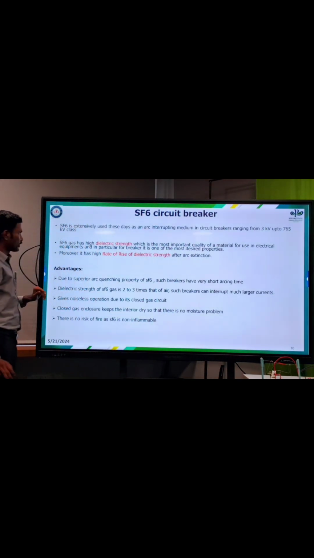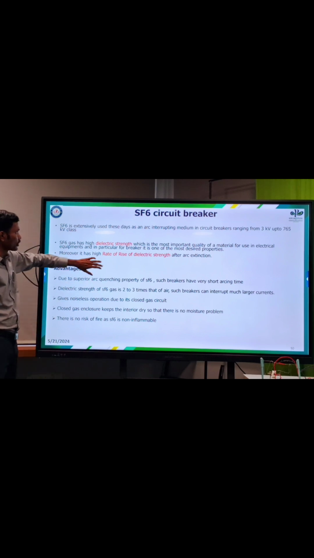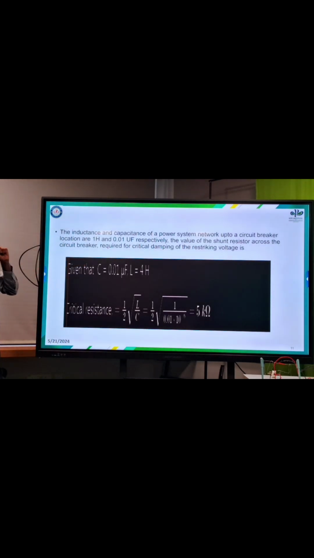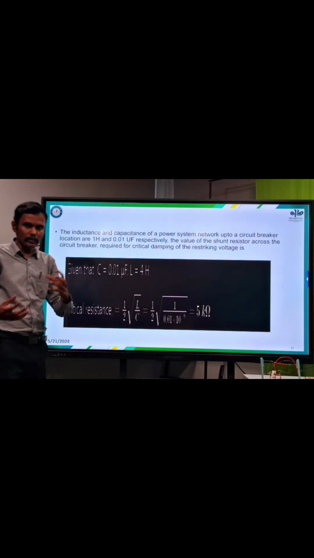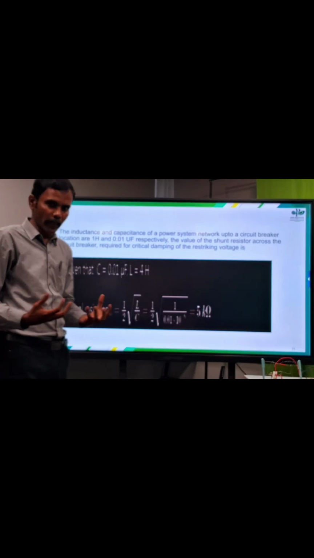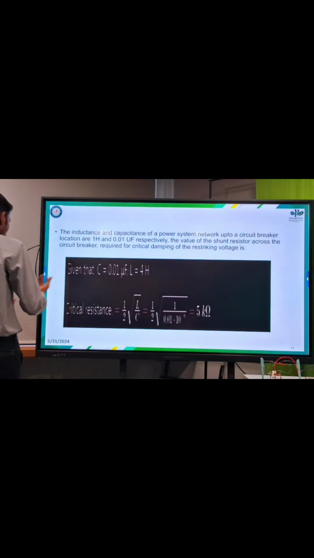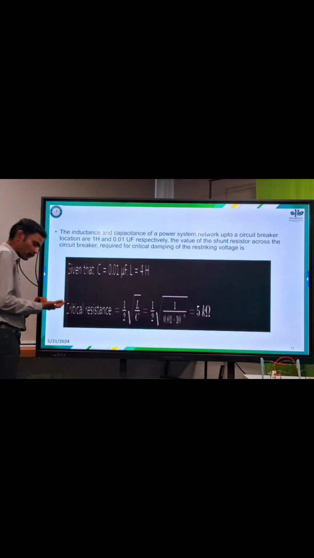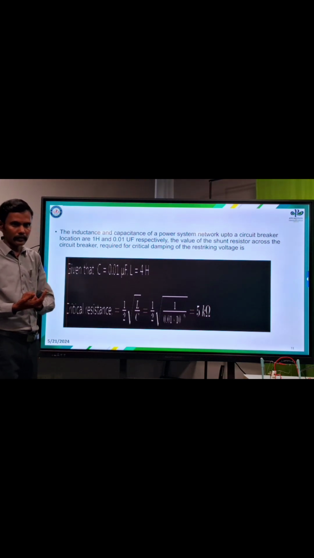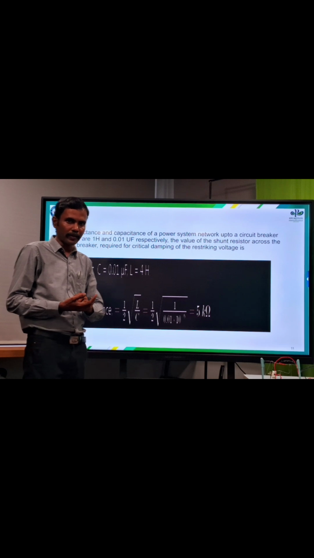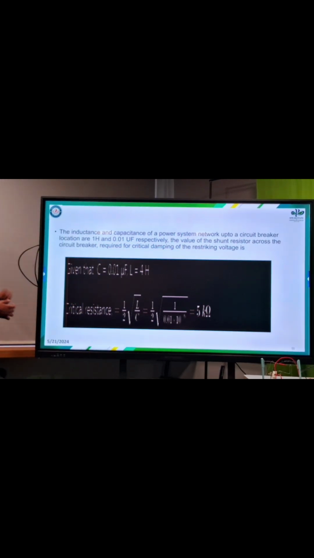Okay, so we are seeing the circuit breaker operation. This is the basic SF6 circuit breaker. Let me move on to what we have studied in terms of importance. People are expecting some GATE questions, or questions when they are going for competitive examinations. So this is one of the GATE questions they ask.